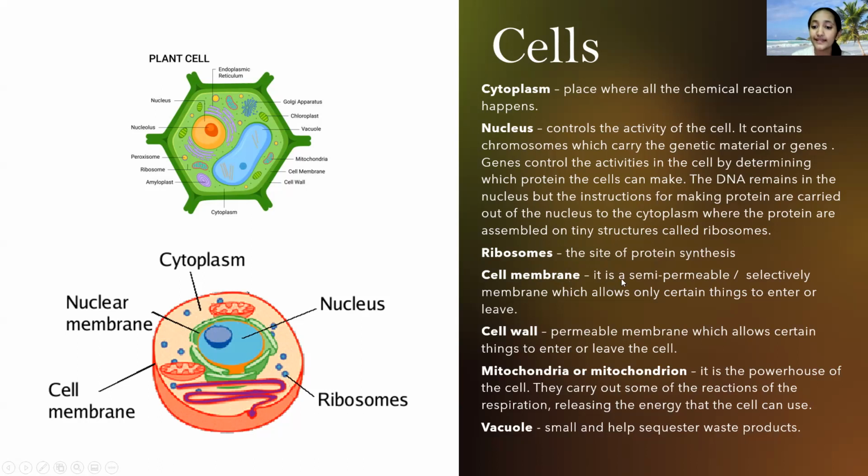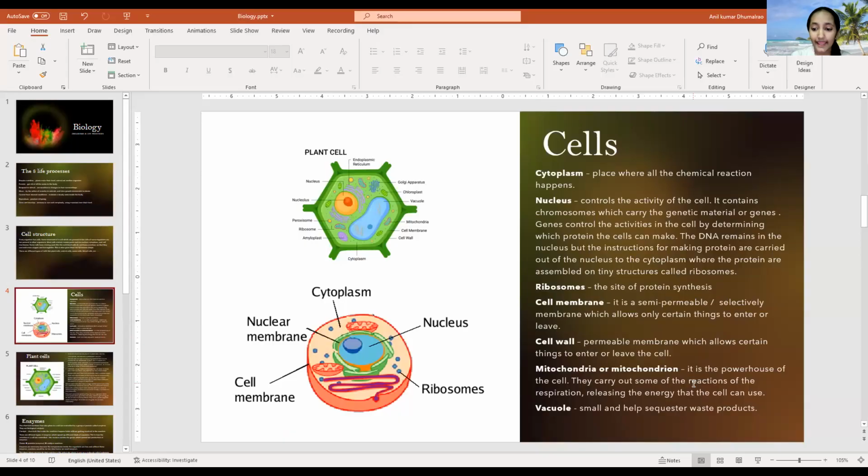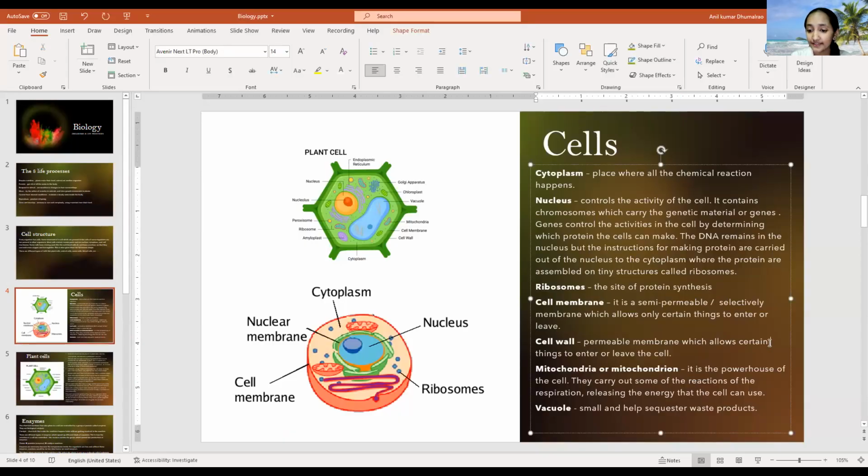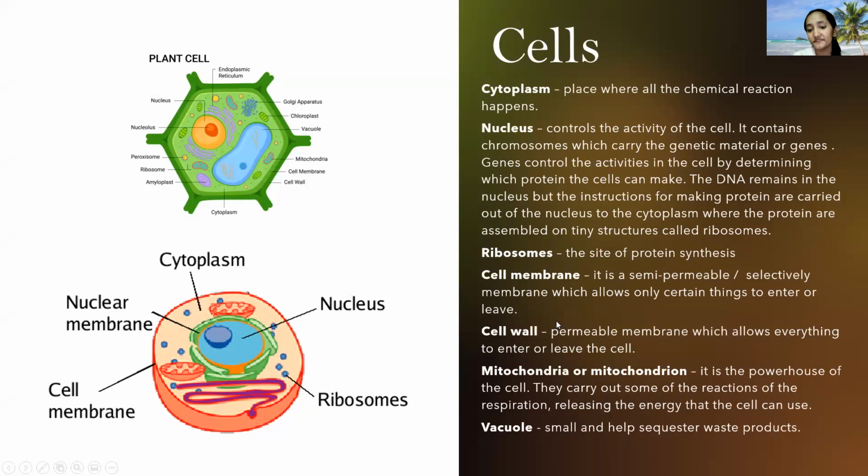Cell membrane is a semi-permeable or selectively permeable membrane which allows only certain things to enter or leave. And cell wall technically allows everything to enter or leave the cell. This is the exact opposite of the cell membrane. It is the outermost part of a cell.